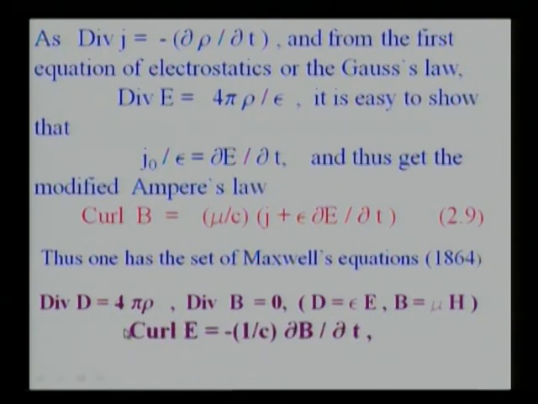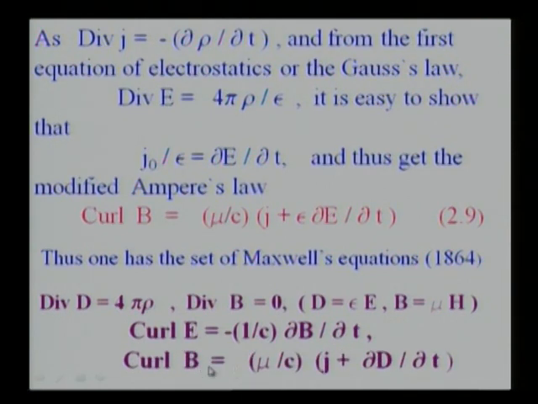rho, divergence of B is 0, where D is epsilon times E and B is mu times H. Curl of E is minus 1 upon C delta B by delta T, and curl of B is mu by C J plus delta D by delta T.